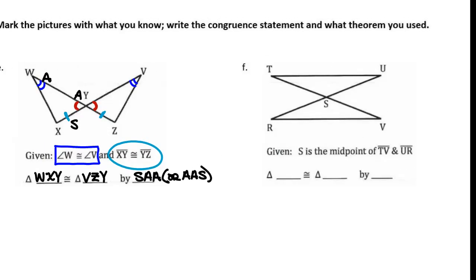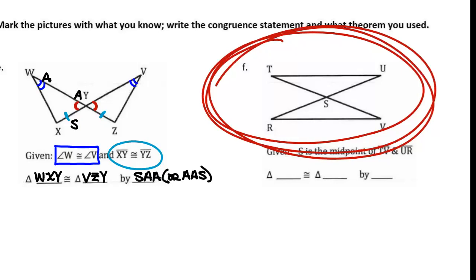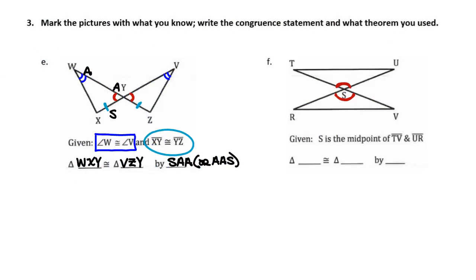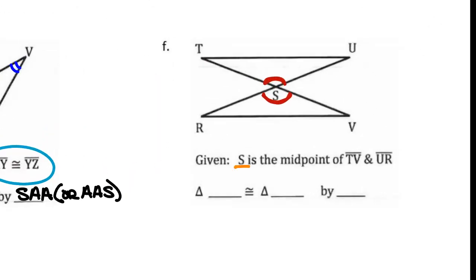All right, last one on this page, part F. Is there anything I'm allowed to mark for free? What am I allowed to mark? My vertical angles here. So angle S on the top is congruent to angle S on the bottom. And then it tells me that S is the midpoint of TV. Well, here's TV, and here's S right here. What do midpoints do?